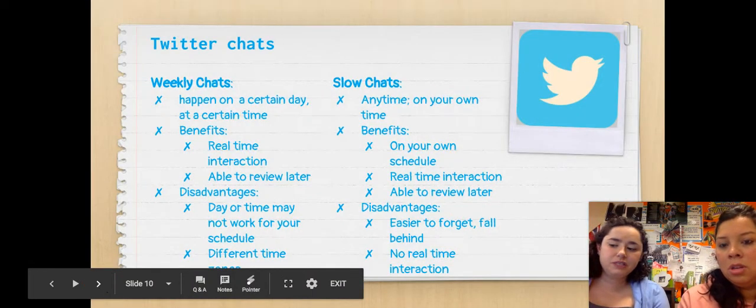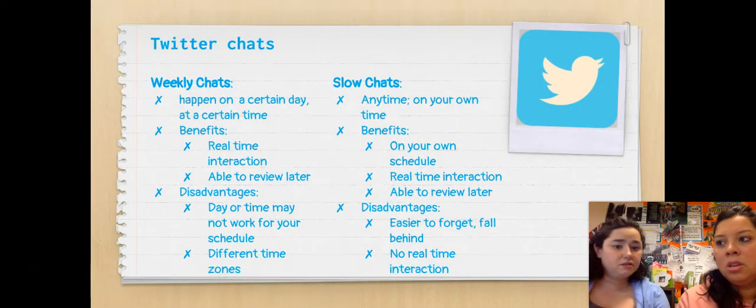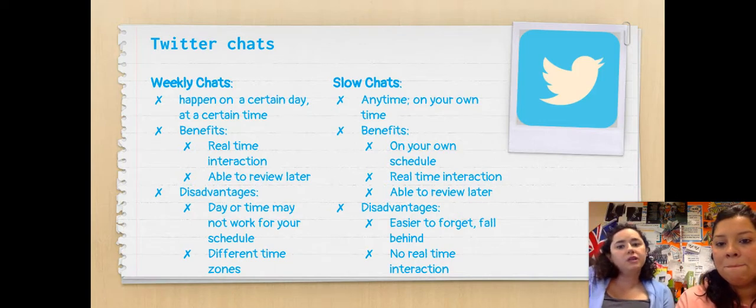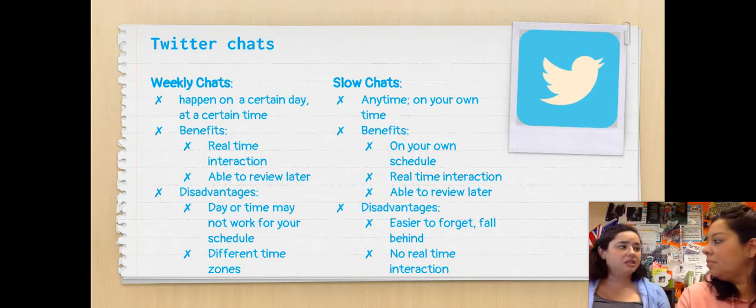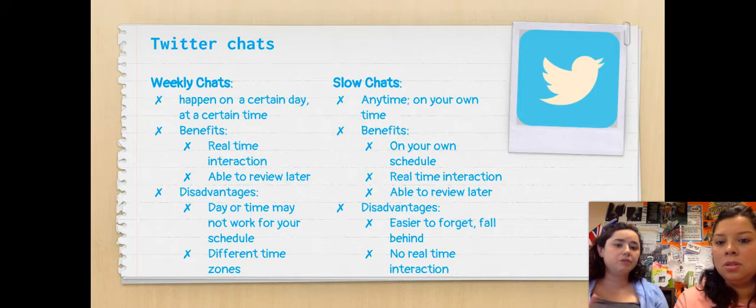So there are two kinds of Twitter chats that we want to share with our new Twitter users, right? There's weekly chats that happen on a certain day at a certain time, or even once a month or whatever, their specific short-term chat. So they happen at a specific time, a specific day. And those are nice because you get a lot of real-time interaction, but you're still able to go back and review that later. The disadvantages, it might not be the right time or work for your schedule, or it might be the wrong time zone, or you might have 4 chats happening at the same time.